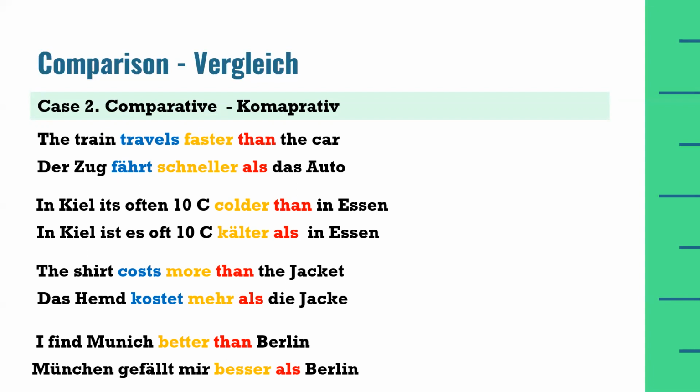So this is how we can use the comparative form of the adjective. We have seen different ways of making the comparative form, and we have seen the use of the comparative form in the German language with the help of different examples. I hope the topic is clear to you.